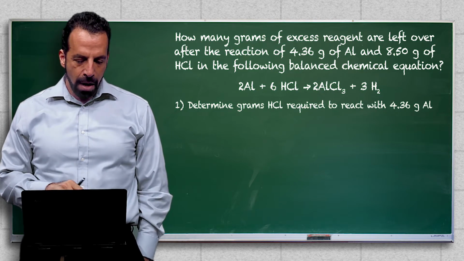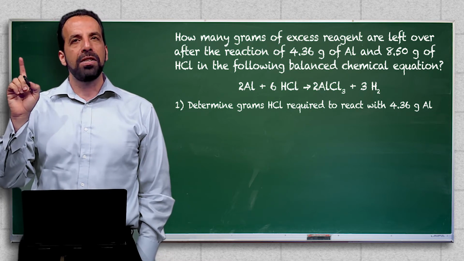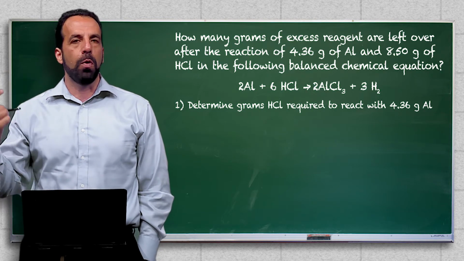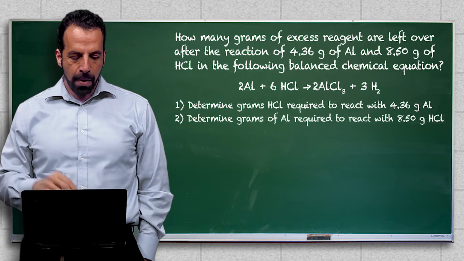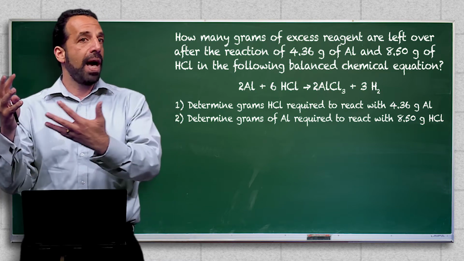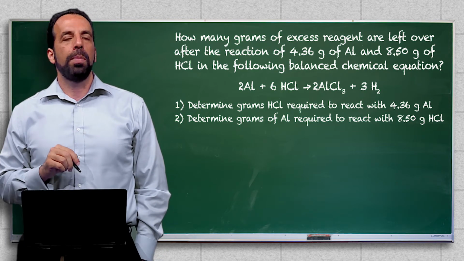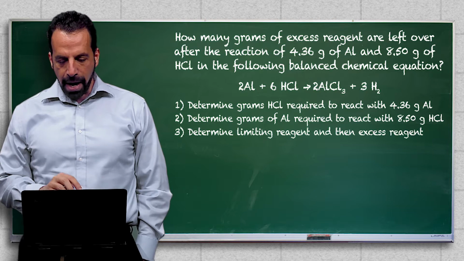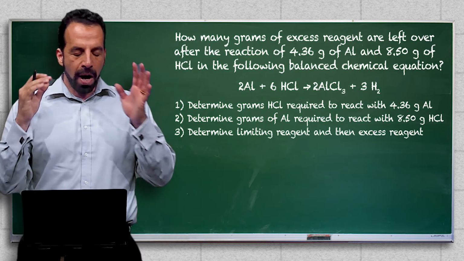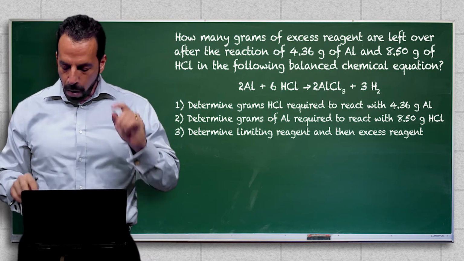The way I'm going to work this out, you've got to work it out in two steps. He says, okay, let's determine how much hydrochloric acid is needed to react with the 4.36 grams of aluminum. And then we do the opposite. We say, okay, if I had 8.5 grams of hydrochloric acid and all of that reacts, how many grams of aluminum is going to be needed for that? And then at the end, we've got to determine the limiting reagent and then the excess reagent. So at the end, we're going to have to think a little bit before we decide how much is going to be left over.